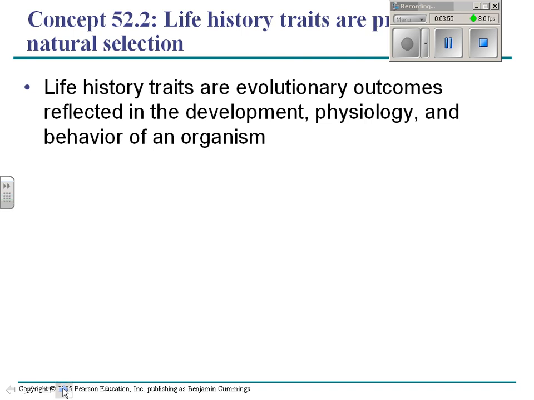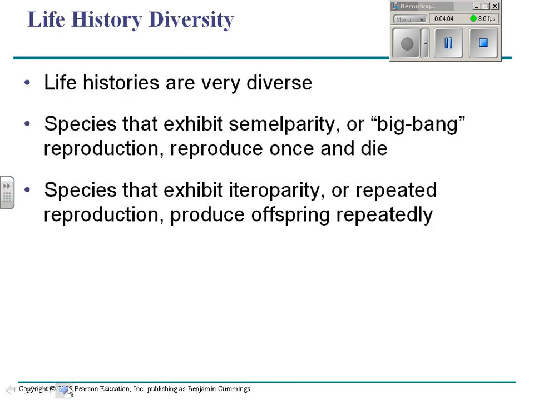Then we have to talk about life history traits. What does an organism's life history help tell you about how they act? There are evolutionary outcomes, and two basic kinds of life history. My favorite is semelparity. I love this. Big bang reproduction: reproduce once and die. Then you have iteroparity, repeated reproduction. Obviously humans fit iteroparity. I know there's a joke in there, but we're not going to say it right now. And semelparity would be something like a mayfly that reproduces and dies.